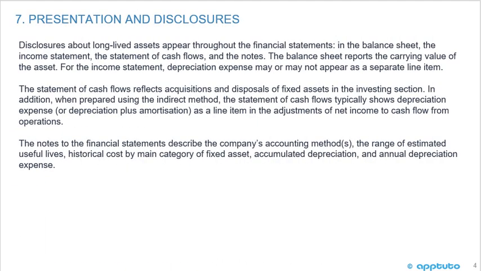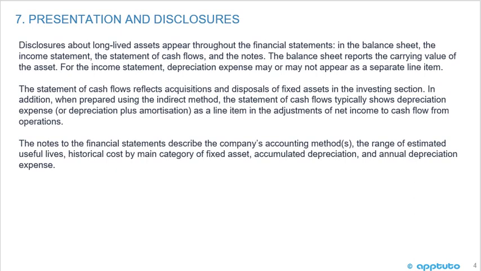Disclosures about long-lived assets appear throughout the financial statements, in the balance sheet, the income statement, the statement of cash flows, and the notes. The balance sheet reports the carrying value of the asset. For the income statement, depreciation expense may or may not appear as a separate line item. The statement of cash flows reflects acquisitions and disposals of fixed assets in the investing section. In addition, when prepared using the indirect method, the statement of cash flows typically shows depreciation expense, or depreciation plus amortization, as a line item in the adjustments of net income to cash flow from operations. Recall, we add back depreciation and amortization.